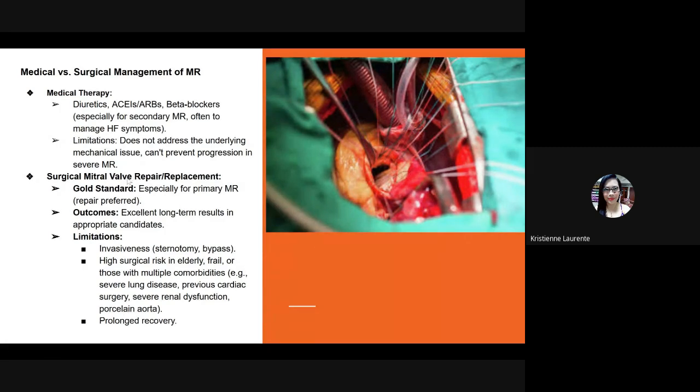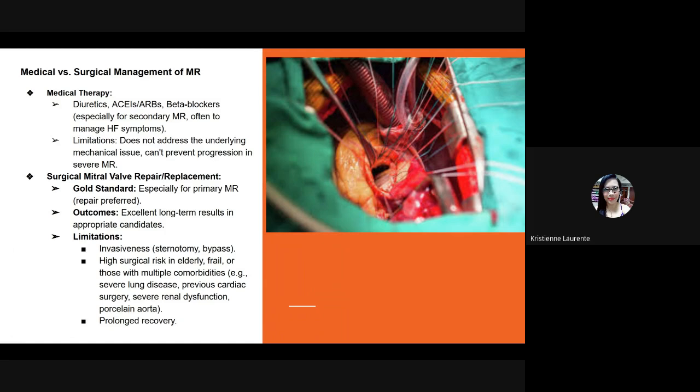So the gold standard is mitral valve repair whenever feasible. Repair is preferred over replacement, particularly for primary MR. Techniques include annuloplasty to reduce the size of the valve ring, leaflet resection, chordal replacement, and leaflet application. They are putting in a lot of sutures, but they have specifications for that.